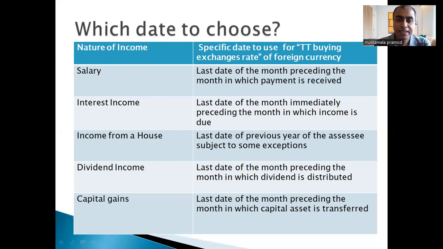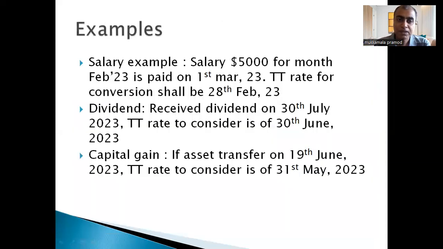So let's look at the detailed examples. In case of salary, if you see, a salary of $5,000 for the month of February is paid on 1st of March. So the payment has happened on the 1st of March, and the conversion date would be 28th of February 2023. Actually the credit happened on 1st of March, so you are considering the previous month's last date for picking up the rate of exchange.